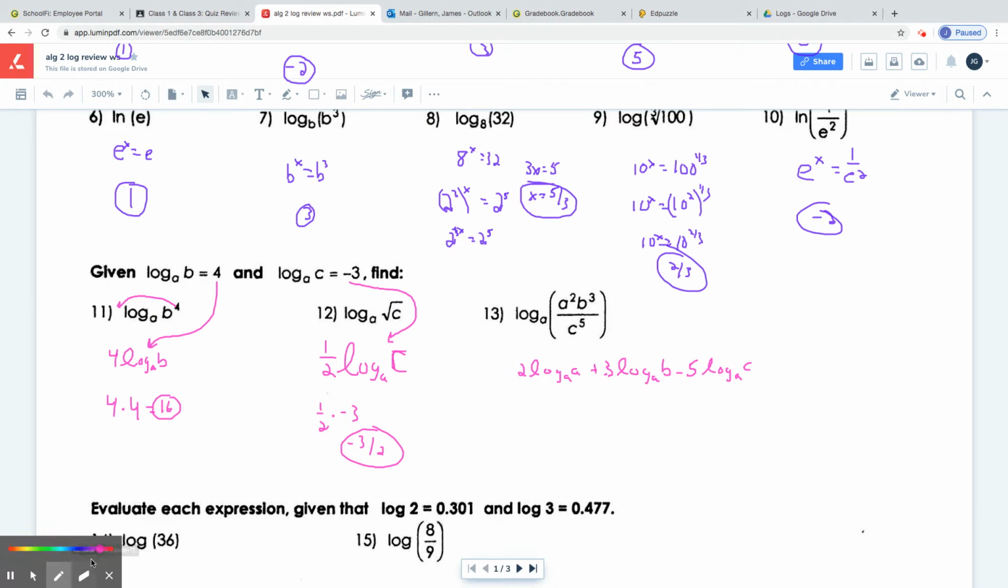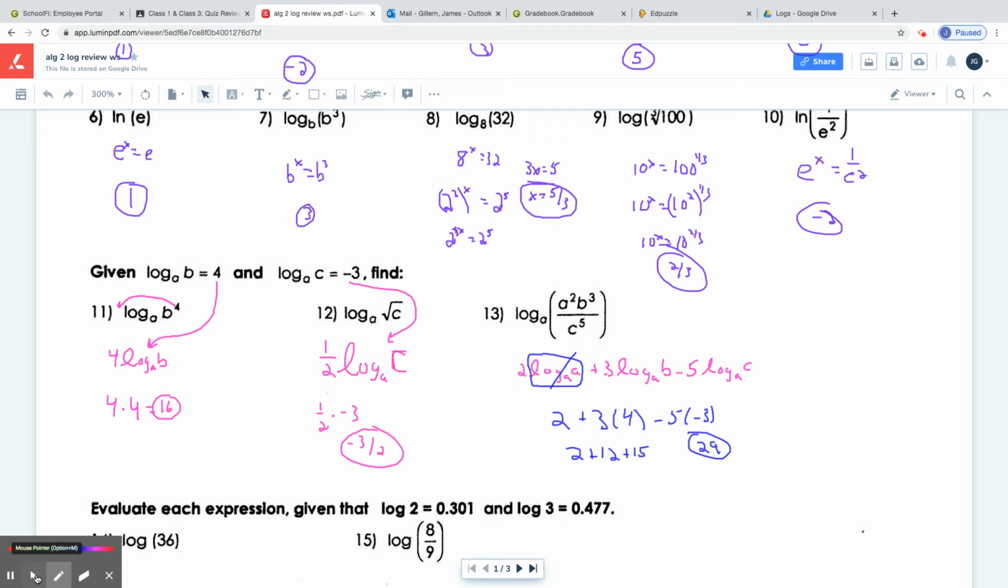Okay, now this right here, log base a of a, anytime you have the same base, this is just 1. So the answer is 2 plus 3 times what's log base a of b? It is 4, minus 5 times log base a of c, which is -3. So we get 2 plus 12. That's a positive, plus 15. So 14 plus 15, the answer is 29.